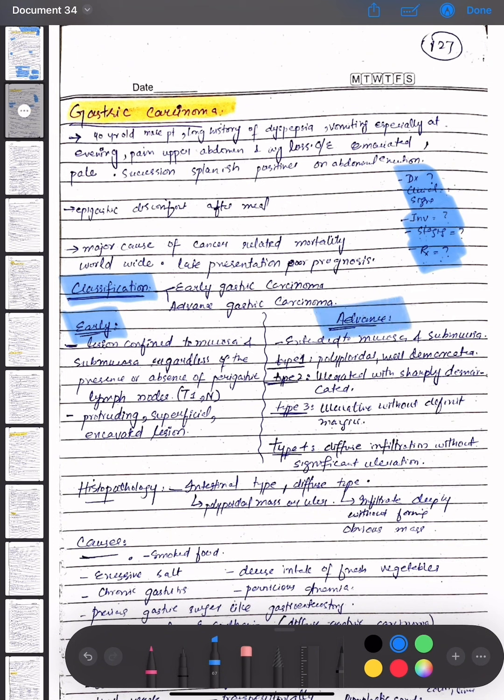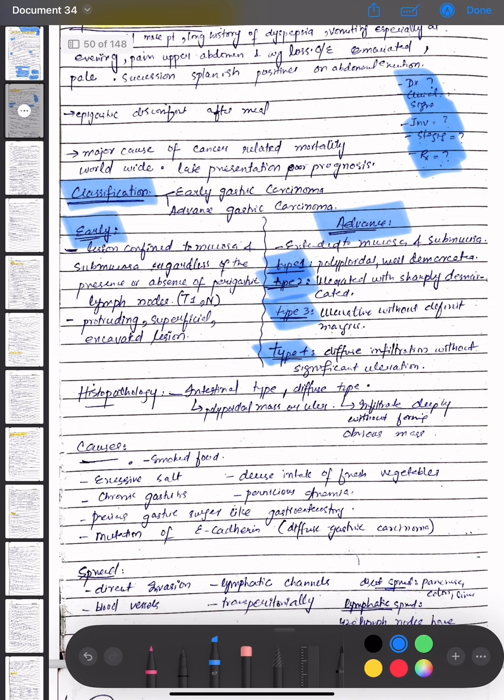In type 1, lesions are polypoidal and well demarcated. In type 2, ulcerated with sharply demarcated margins. Type 3 is ulcerative without definite margins, and type 4 is diffuse infiltration without significant ulceration. Now, what is the histopathology? It is the intestinal type and the diffuse type. In the intestinal type, we have a polypoidal mass or ulcer, and in the diffuse type, the tumor infiltrates deeply without forming an obvious mass.